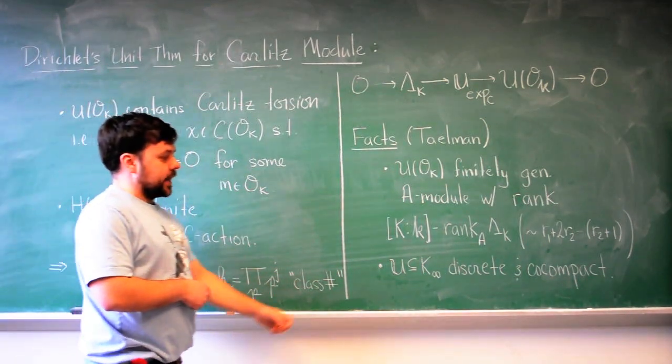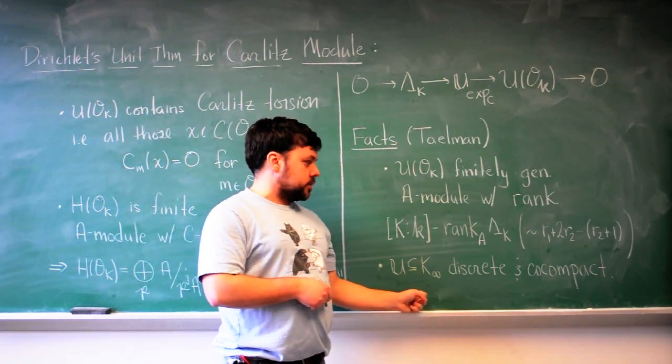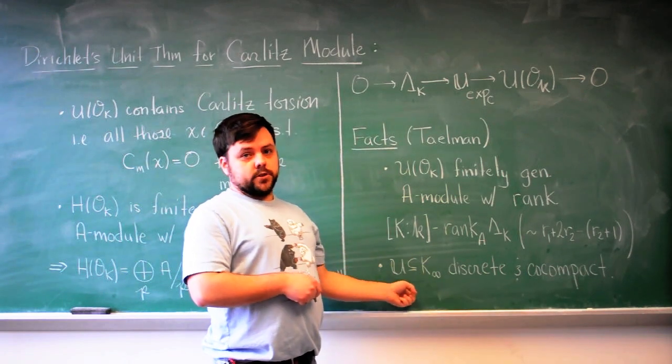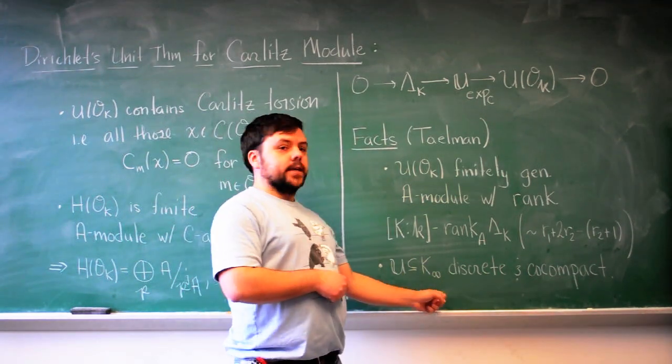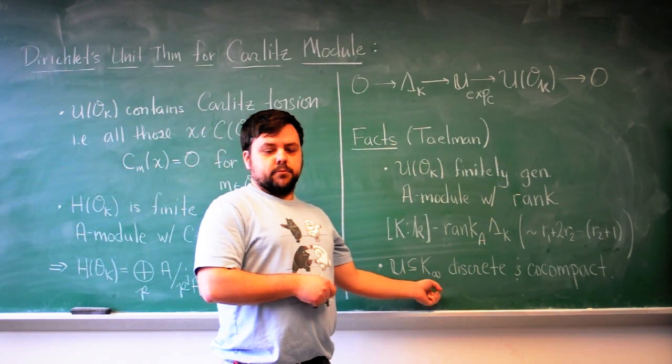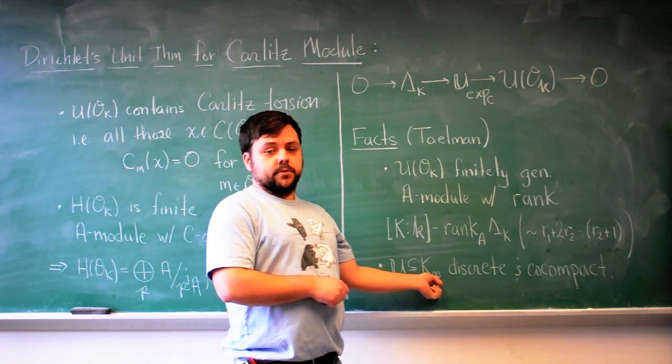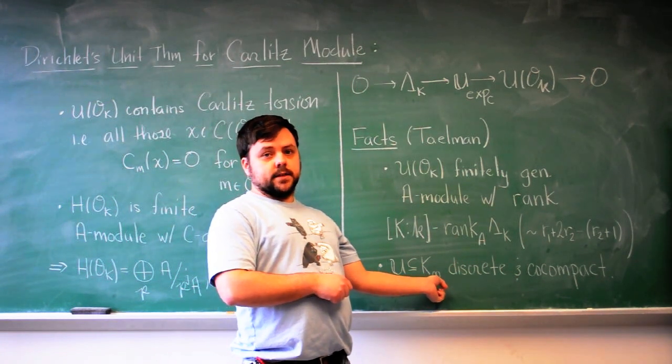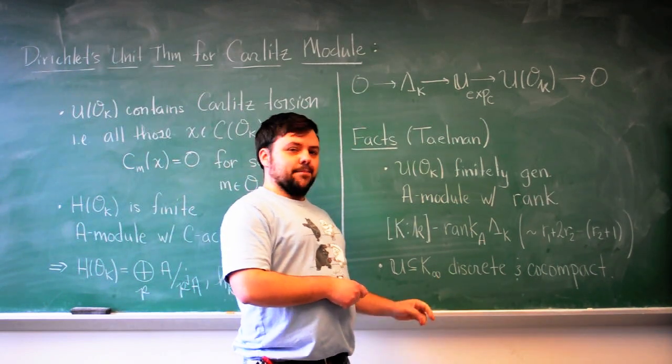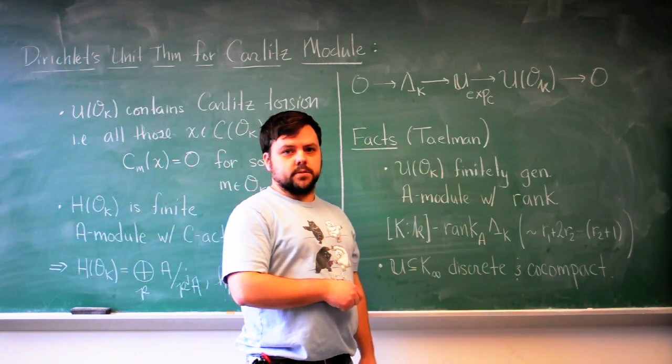And by virtue of the fact that we know this is discrete and co-compact, this gives rise to a notion of co-volume of U and K infinity, which is what I'm talking about. I guess it gives rise to a notion of regulator in this setting, right? So we can measure the size of the units in some sense with this regulator.